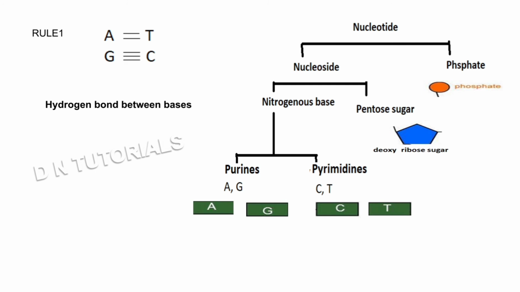Nitrogenous bases can be purines or pyrimidines, but there is a rule that purines always pair up with the pyrimidines. Purines are adenine and guanine, and pyrimidines are cytosine and thymine. Always A is going to pair up with T, and G is going to pair up with C. Right? And the bond between A and T is a hydrogen bond, which is a double bond, and the bond between G and C is also a hydrogen bond, which is a triple bond. Right?